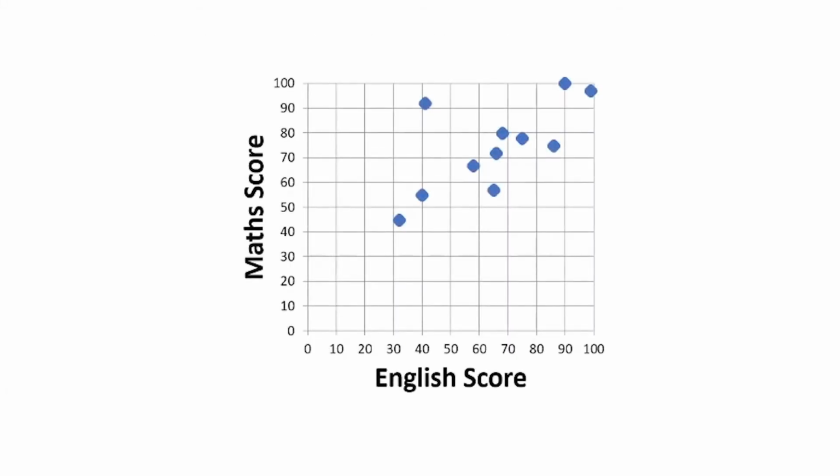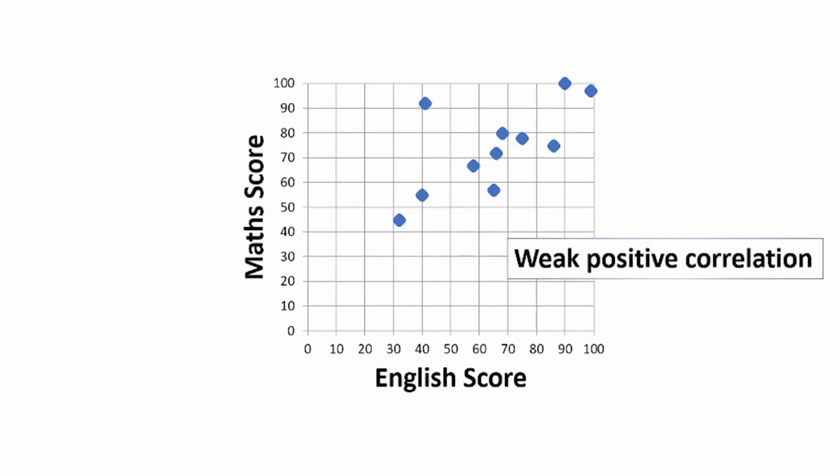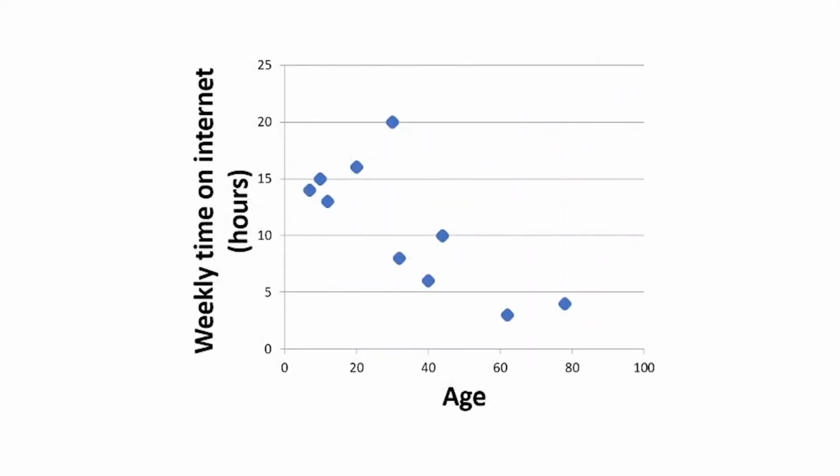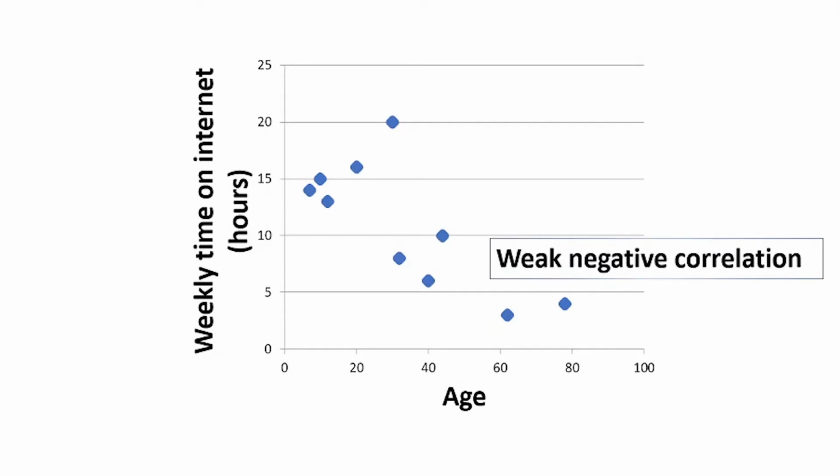So let's take a look at a few examples. Here we have students' English scores and their math scores and how they're correlated. I can see a positive correlation as the English score increased, the math score increased, but they don't quite follow a straight line. I would say this is weak positive correlation. Okay, the age of the people observed and the time that they spend on the internet each week. There's a negative correlation here, but once again, it doesn't quite follow a straight line. This is weak negative correlation.